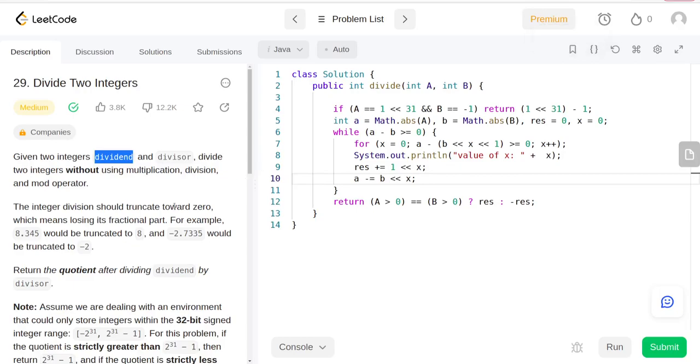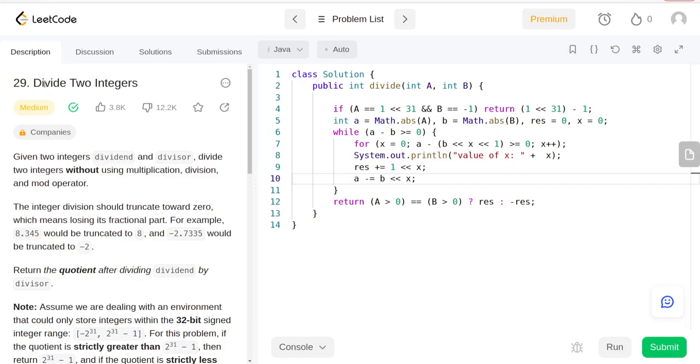Today we're going to be doing another Amazon interview question. This is question number 29, divide two integers. This is also one of Facebook's favorite interview questions.